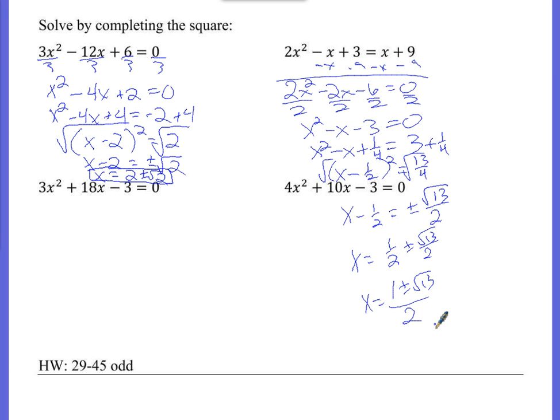If you didn't follow this right here, then you need to refresh your memory on how to simplify roots, and we can do that. You just got to let me know. But this is the answer right here.